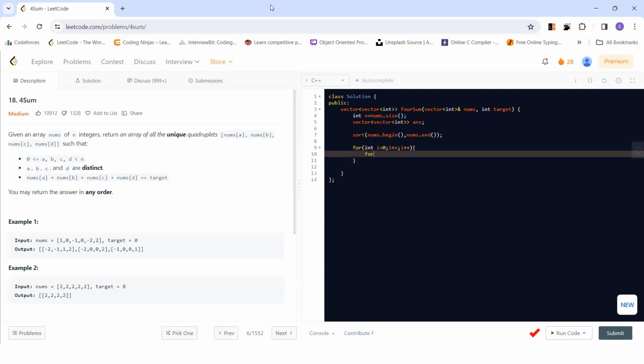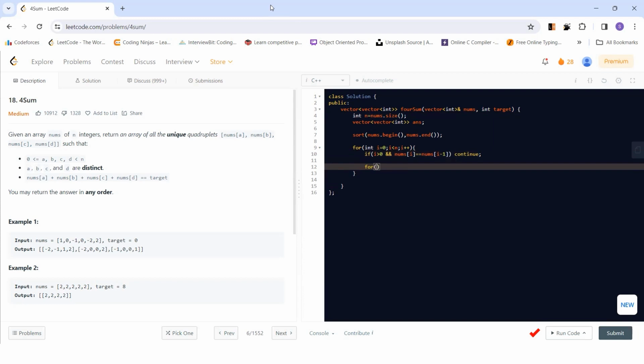Now we try to avoid all the duplicates initially, which will be if i is greater than 0 and nums of i is equal to nums of i minus 1. Like the current element is equal to the previous element, then we just need to continue. We need to skip this element, right?